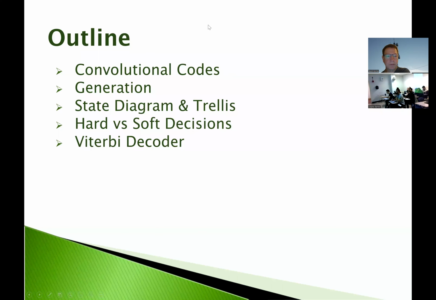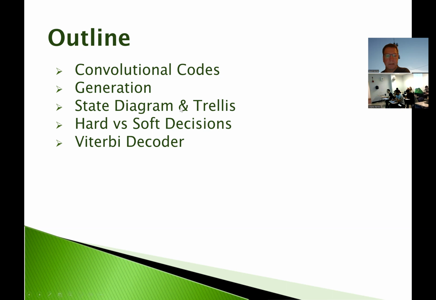So we'll talk about convolutional codes, the generation of them. We tend to analyze these using state diagrams and in particular trellises. We've looked at these before, but now this is a new application of the same type of visualization tools. We'll look briefly at hard and soft decisions and go through a decoding example using the Viterbi decoder for hard decisions. I'll explain what all that means as we go through this.